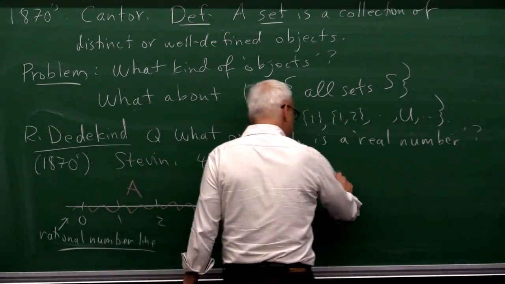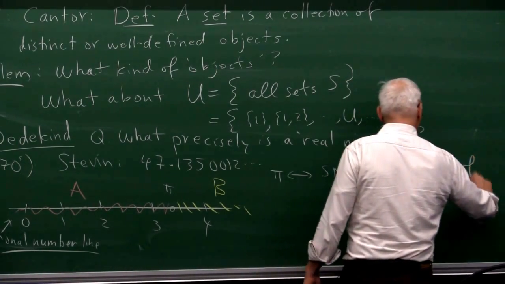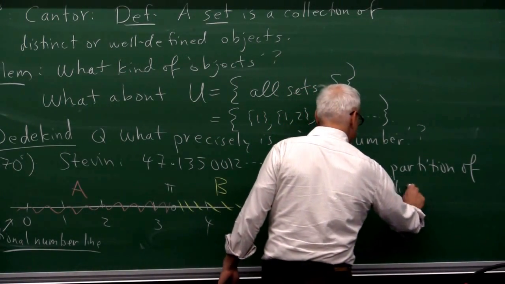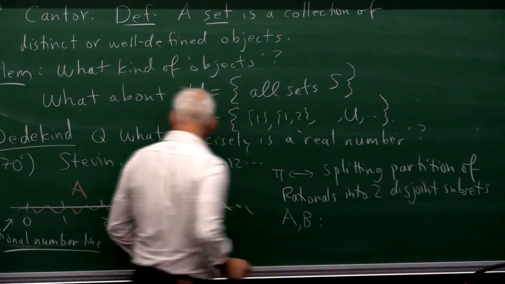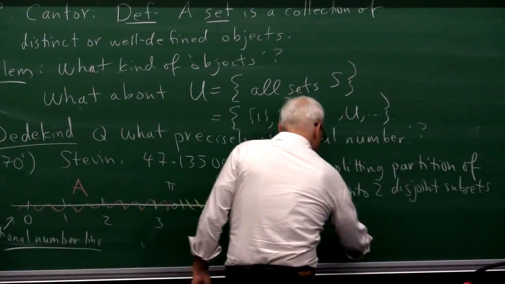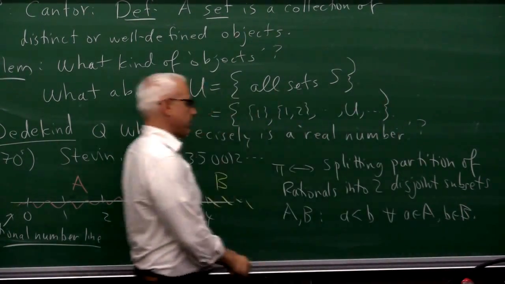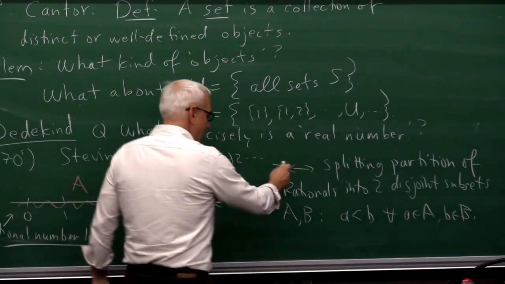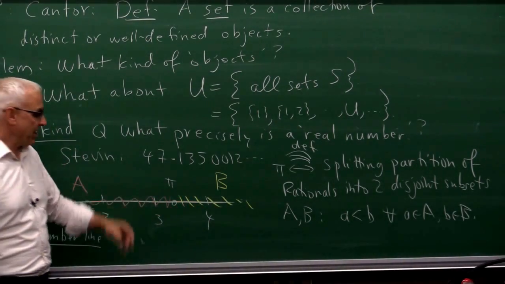Okay? So something like pi sort of gives us a splitting or partition of the rational numbers into two disjoint subsets, A and B, which have the property that every element in A is less than every element in B. So a is less than b for all a in A and b in B. And so Dedekind said, okay, what we can do is we can think about what the number pi is by saying, not just a correspondence, why don't we just define pi to be this splitting? This splitting now called a Dedekind cut.